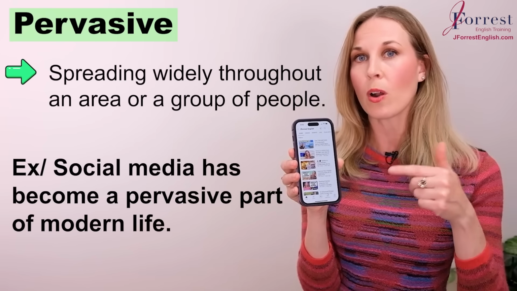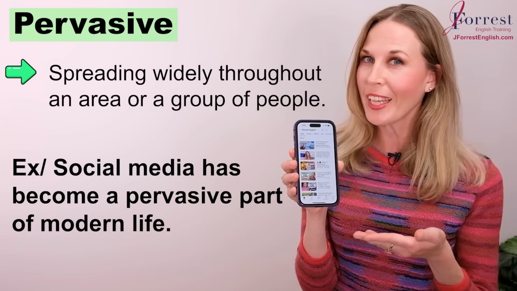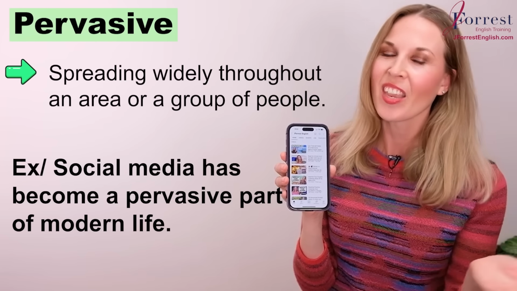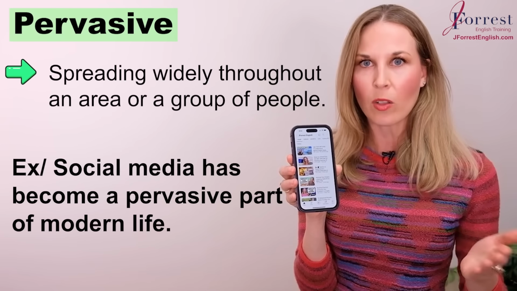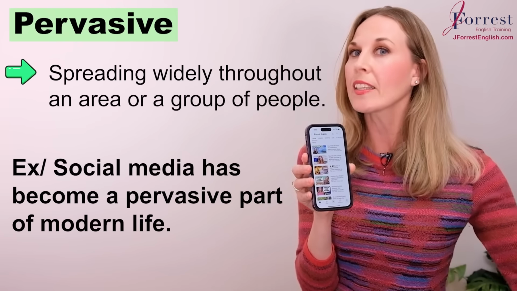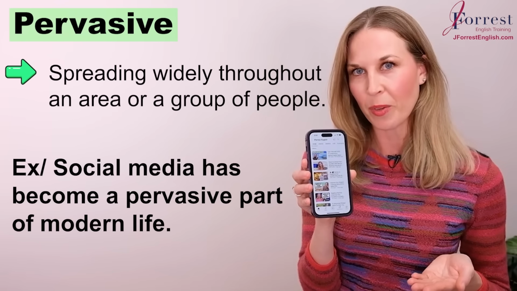Because smartphones are ubiquitous and social media, like the JForrest English YouTube channel, is now everywhere as well. So it's pervasive. It is spread widely and spread quickly within society.